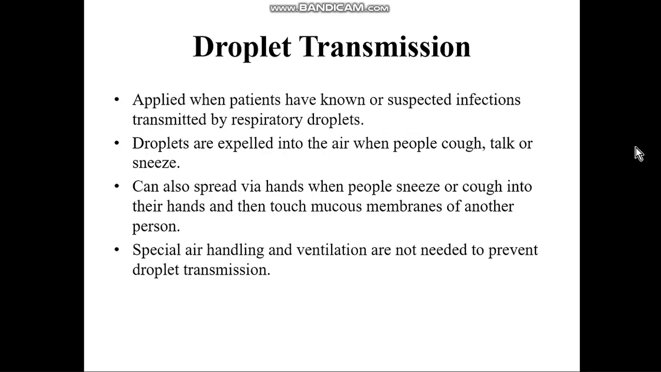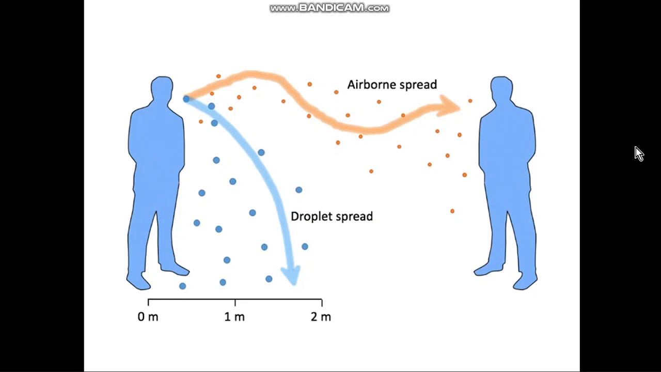Special air handling and ventilation are not needed to prevent droplet transmission, because these droplets, which are more than 5 micrometers in size, can travel only up to 1 or 2 meters. Spatial distance between patients, or between patient and healthcare workers, while not necessary, reduces the chance of transmission of droplet infections. Here is a picture showing that droplets spread to a lesser extent than the airborne spread of droplet nuclei, which are of lesser size.